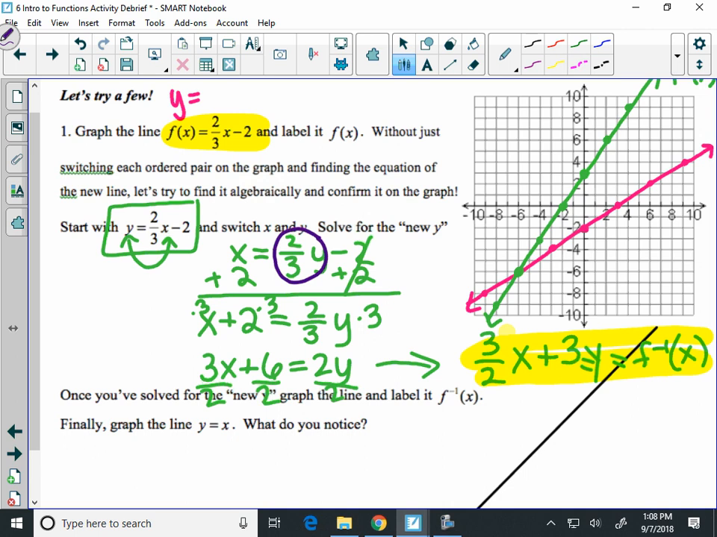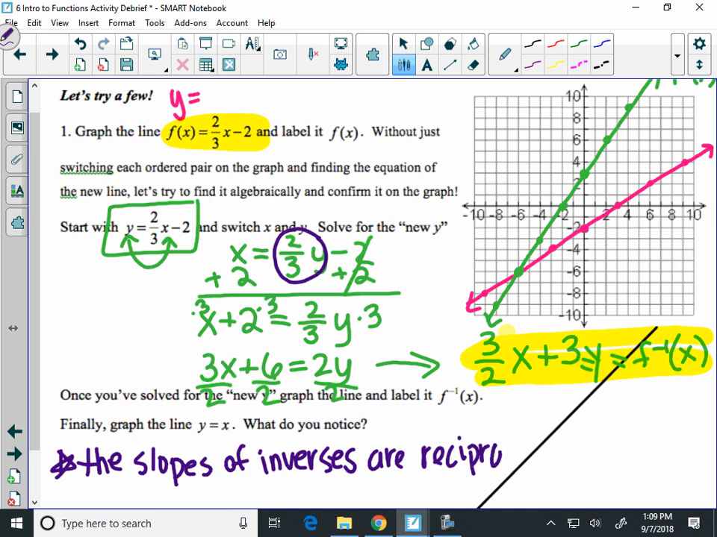So maybe make a note to yourself. The slopes of inverses are reciprocals. Right? That's one way to check your work. When you're graphing a line or finding the inverse of a line, the slopes are always going to be the reciprocal of each other.